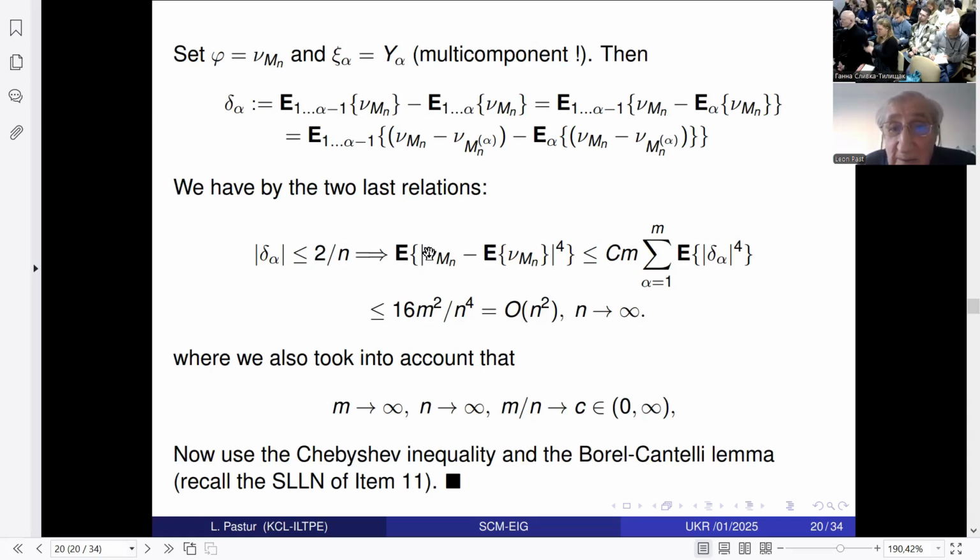So from the bound, you have a sum. Under the sum, you have delta alpha in the fourth degree. Therefore, you have 16 over n to the power 4. And there is m, and there is a sum, because delta alpha, this term, doesn't depend on alpha. So it gives just one more m. And you obtain m squared over n to the fourth. But we know that these two parameters are proportional.